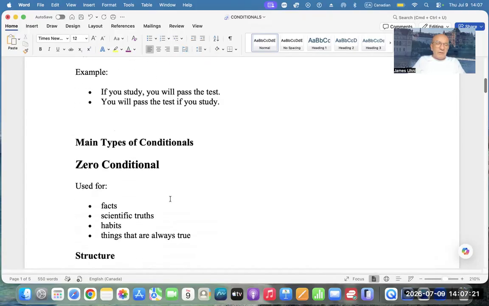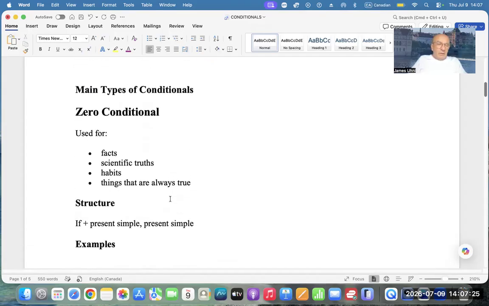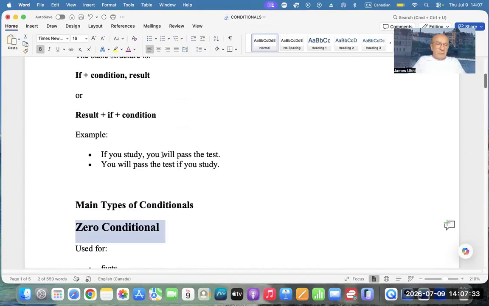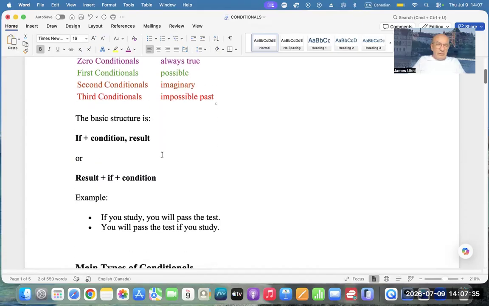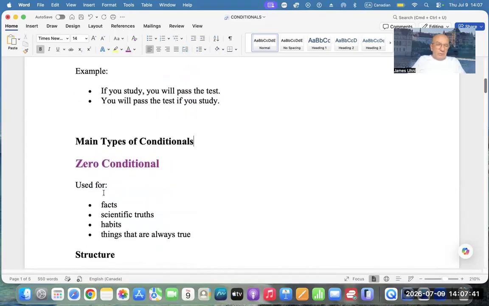Okay, so let's start with the main types of conditional. Zero conditional. What color is zero conditionals? Is it purple? Yes, it is. So let's change it to purple. And let's talk. Used for facts, scientific truth, habits, things that are always true.